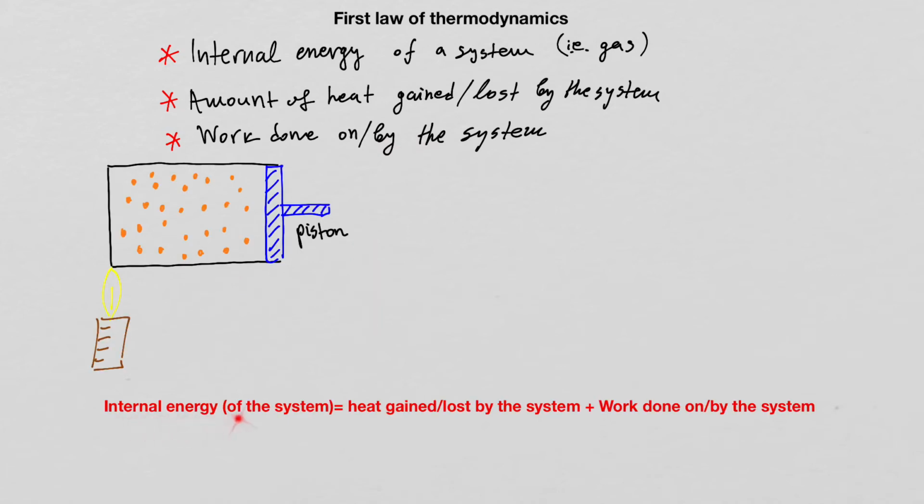The internal energy of the system is equal to the heat gained or lost by the system plus the work done on or by the system. So this is the statement of the first law of thermodynamics. This essentially is an equation of conservation of energy. So energy flows in or out of the system, work is being done on or by the system. As a result, the internal energy of the system changes.